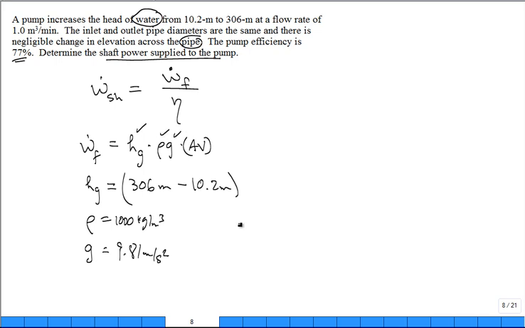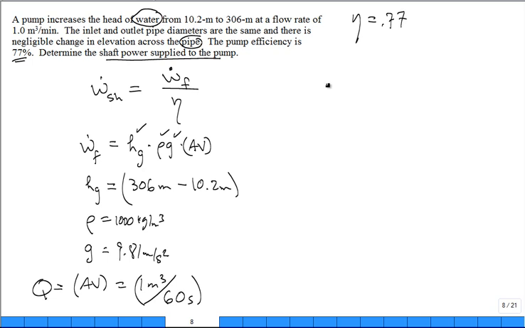What's our volumetric flow rate? Q, often the book uses Q, is 1 meter cubed per 60 seconds. So the efficiency was 77%. And so you calculate the shaft power. How did you get the volumetric flow? The volumetric flow rate was actually, everything's given. This is one of these, I just introduced the concepts, easy problem, right?